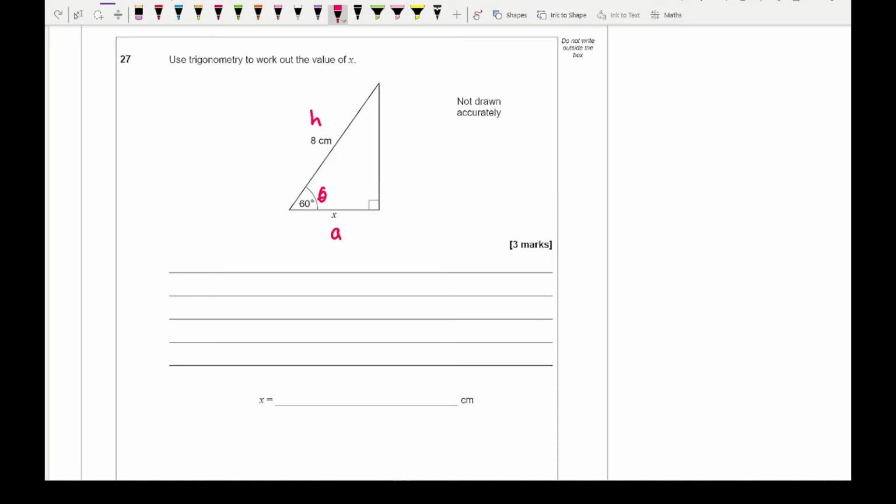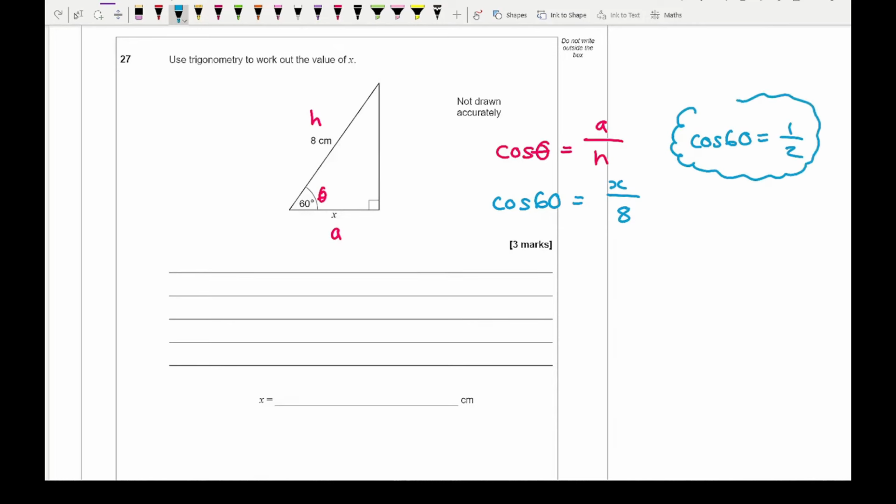So I'm looking for which trig ratio uses a and h. Well, that's going to be cos. So if I start by writing the cos ratio down, which is a over h, and then all I then need to do is substitute the numbers in. So I've got cos 60 equals x over 8. Now cos 60 is 1/2. And again, if you're not familiar with the exact values of trig, you just need to learn them like you would with a spelling test.